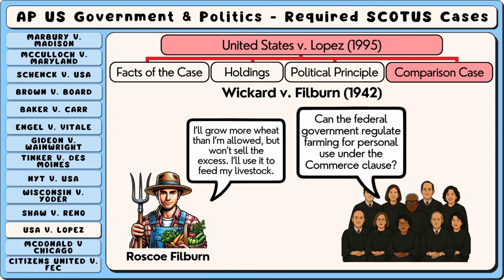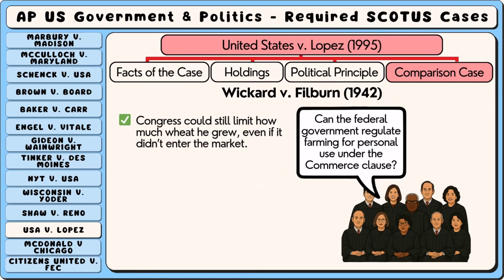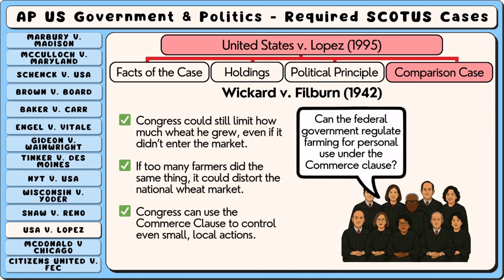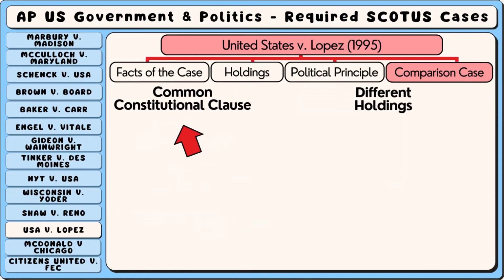The court was asked whether the federal government could regulate farming for personal use under the Commerce Clause. The court ruled that Congress could still limit how much wheat he grew, even if it didn't enter the market. The court said that if too many farmers did the same thing, it could distort the national wheat market. Because of that, the court held that Congress could use the Commerce Clause to control even small, localized actions that may influence commerce. Now let's identify the common constitutional clause between Wickard versus Filburn and United States versus Lopez. Both cases deal with the Commerce Clause and ask whether Congress has the power to regulate certain activities that seem local or small.